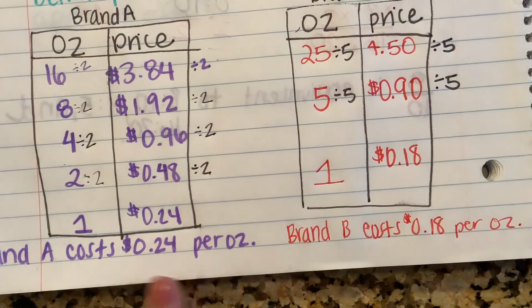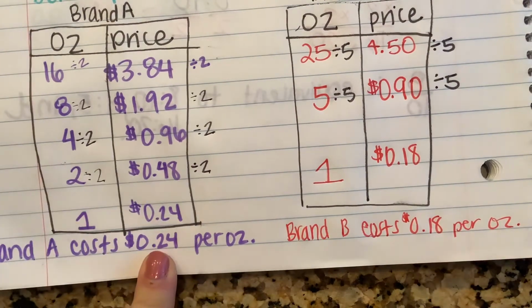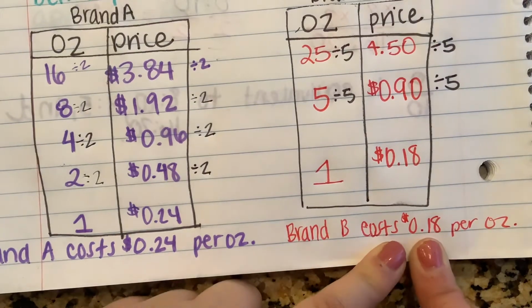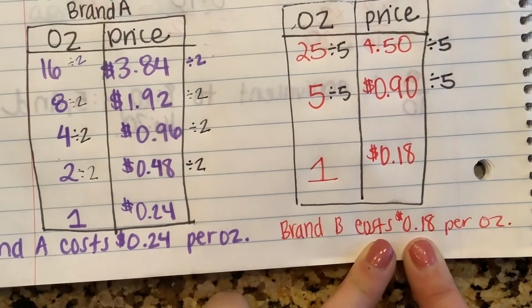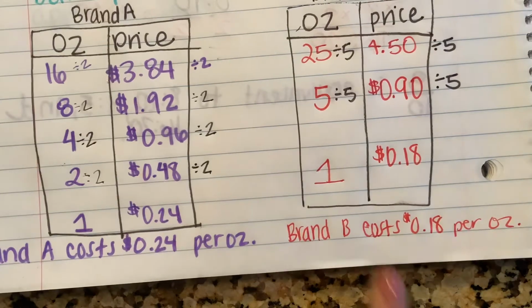So looking at these two, which is a better deal per ounce? Well, brand A was 24 cents per ounce. Brand B is only 18 cents per ounce. So therefore, going back to our original word problem, Shannon should buy the 25-ounce bottle for $4.50 because her cost per ounce is less. It's only 18 cents per ounce.